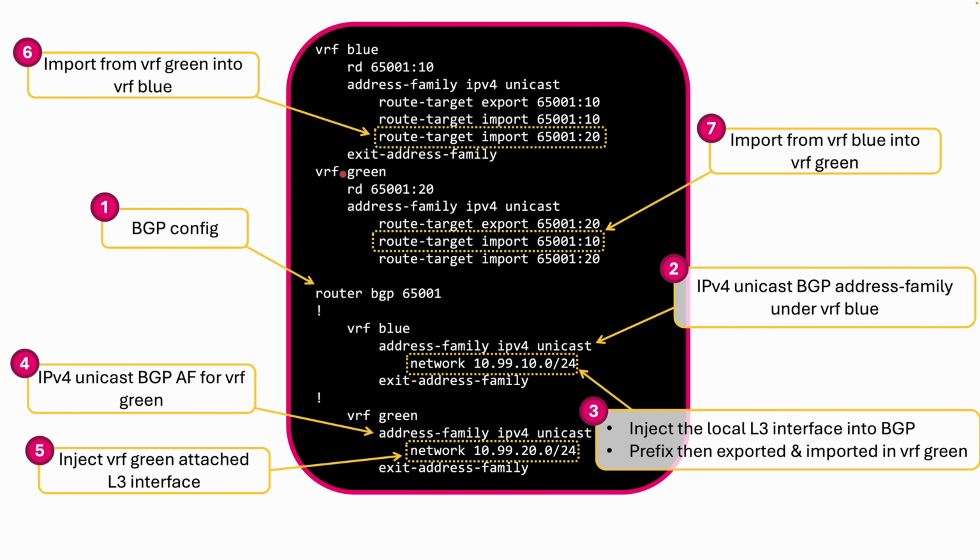Stepping through then VRF green globally, under this address family here, the V4 unicast address family, I have taken the export statement value from blue, 65001:10, and I've imported that into green. Essentially what that means is that the network that's in the VRF blue IPv4 unicast address family, all being good, that would be 10.99.10.0/24, will appear in the VRF green address family because we have exported it here with this route target and we have imported it here with this route target import statement, and vice versa.